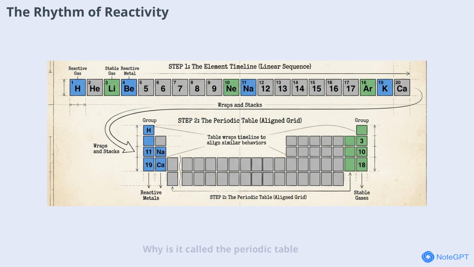Why is it called the periodic table? Because when you list elements by atomic number, their properties repeat in a predictable rhythm. For example, you'll see a pattern of reactive gases, stable gases, and reactive metals. The table wraps this timeline around so that elements with similar behaviors stack vertically. This periodicity is what makes the table such a powerful tool for predicting chemical reactions.